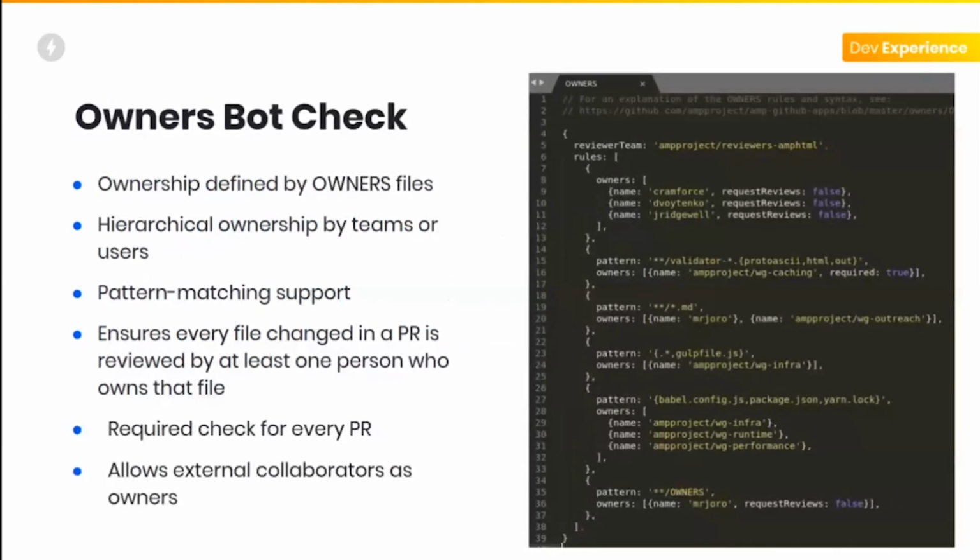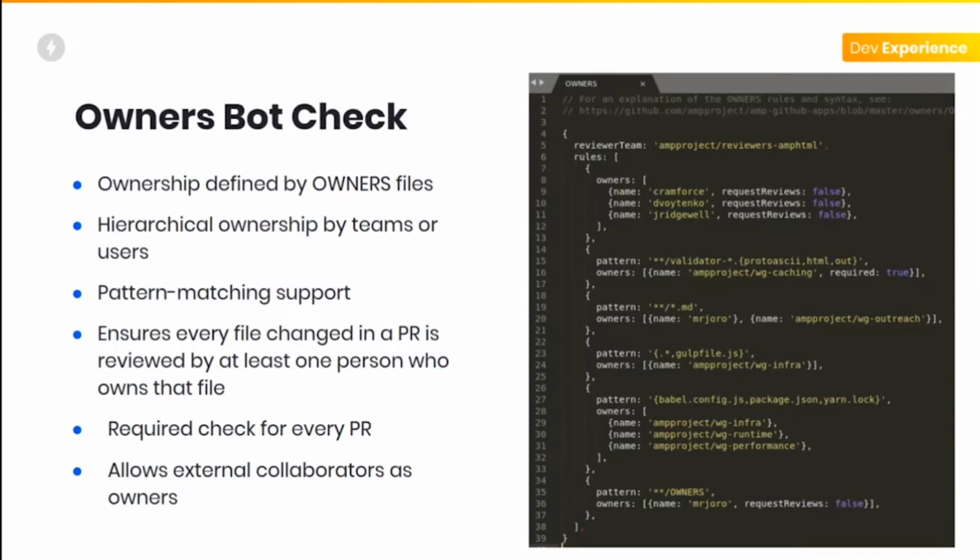So the first half of this solution was a gatekeeper for changes to the repository. Now, we describe ownership for code with owners files, which use basically a JSON format. And these owners files provide a hierarchical and pattern matching based ownership model. So for example, the ads working group owns all changes to files within the ads directory. On the flip side, the outreach working group owns changes to any markdown file anywhere in the repository.